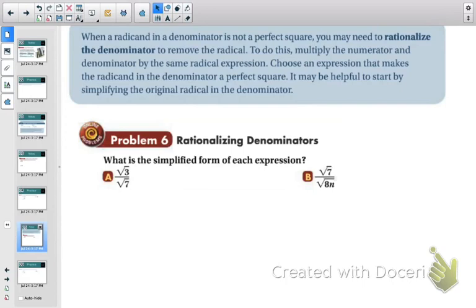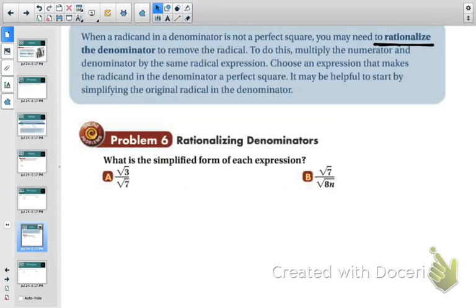Now it says rationalize because if you look at the square root of 7 here, that's an irrational number, because when you square root 7, you get this long decimal that never repeats and it never ends. So that is an irrational number. So when it says rationalize the denominator, what that means is change it from an irrational number into a rational number. Okay, and I'm going to show you how to do that.